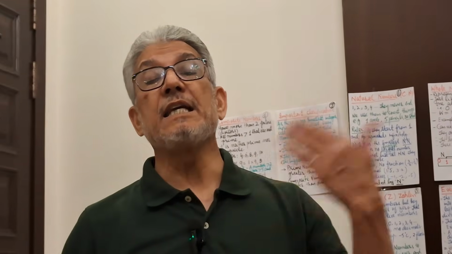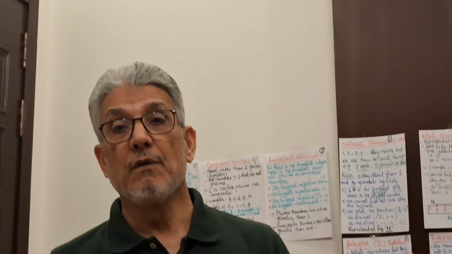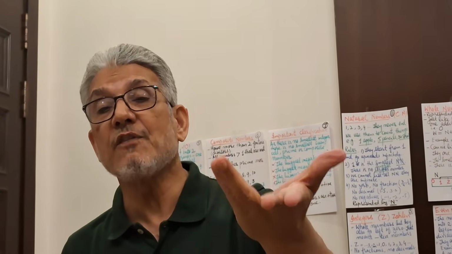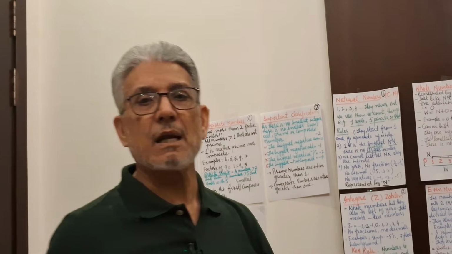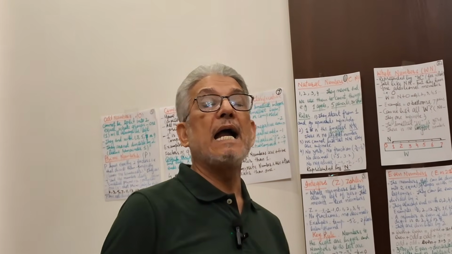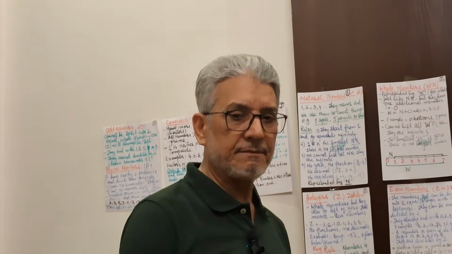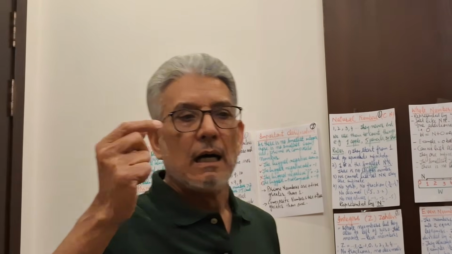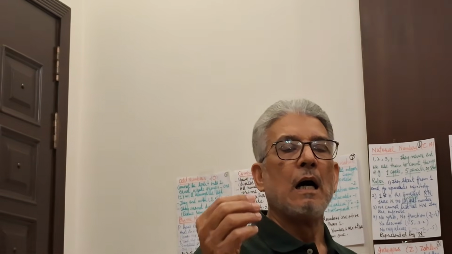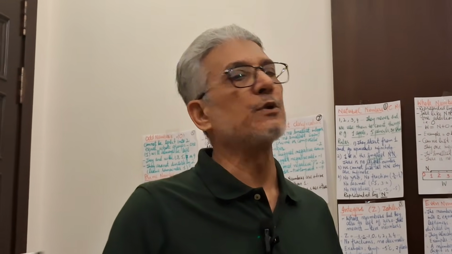And there are many odd numbers which are also composite. 9 is a composite number. 15 is odd but composite. 21 is odd but composite. So all even numbers except 2 are composite, and many odd numbers are also composite. So you can say, except one, if you take out all prime numbers, you are left with composite numbers.